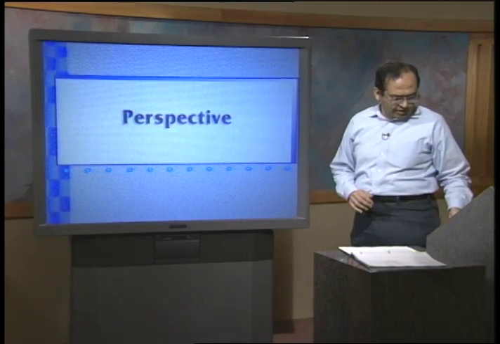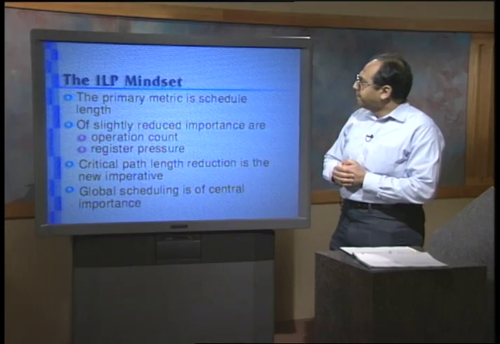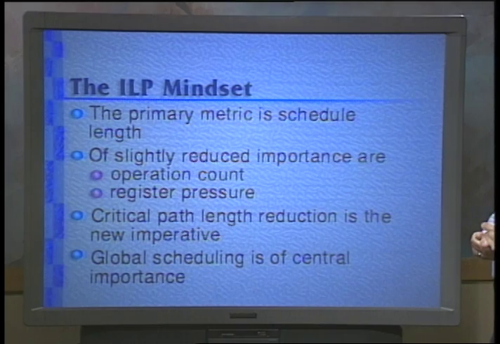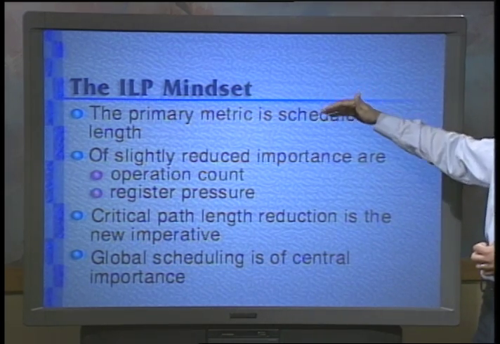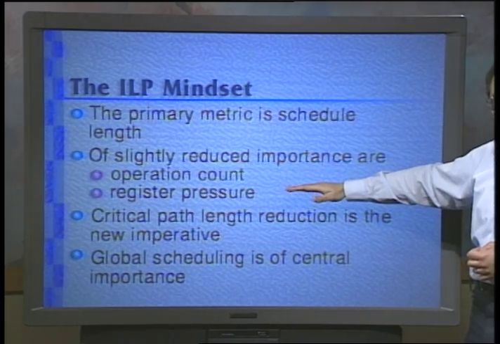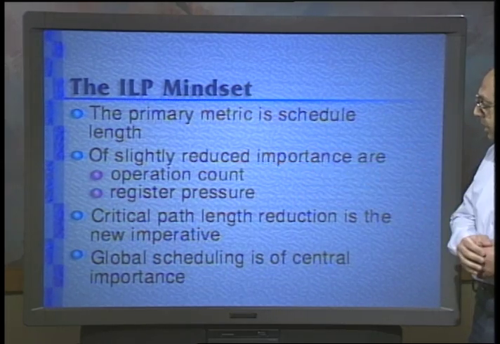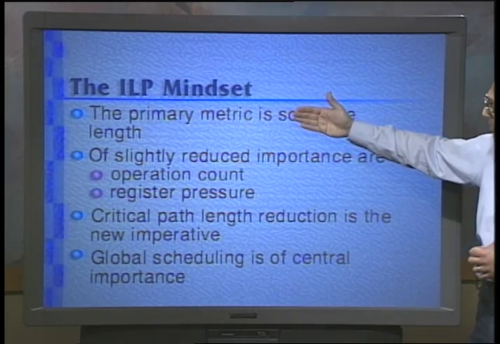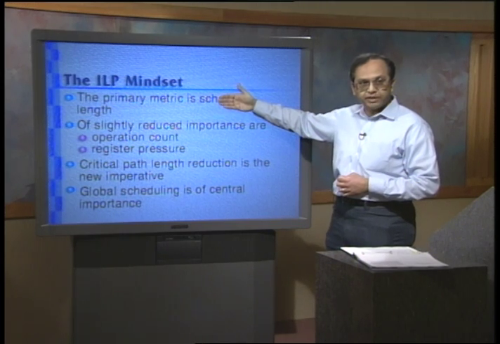So now let me just wrap up the talk. The first thing I want to point out is that there is a fairly significant difference in the ILP mindset. The primary metric, as I mentioned, is the schedule length, and issues such as operation count, register pressure, etc., are important but of reduced importance relative to a conventional optimizing compiler. We are at times willing to actually increase the operation count so as to reduce the schedule length.